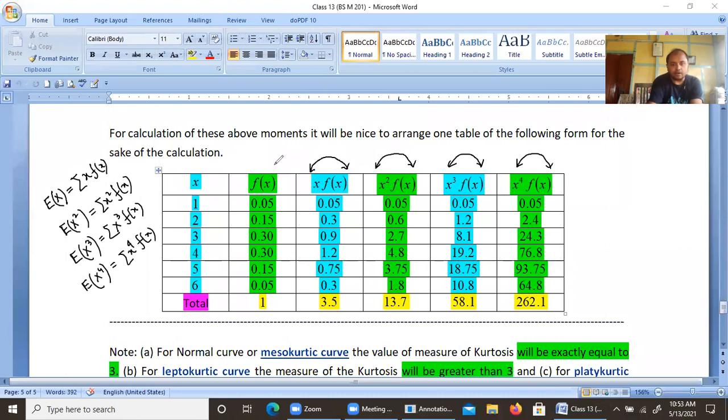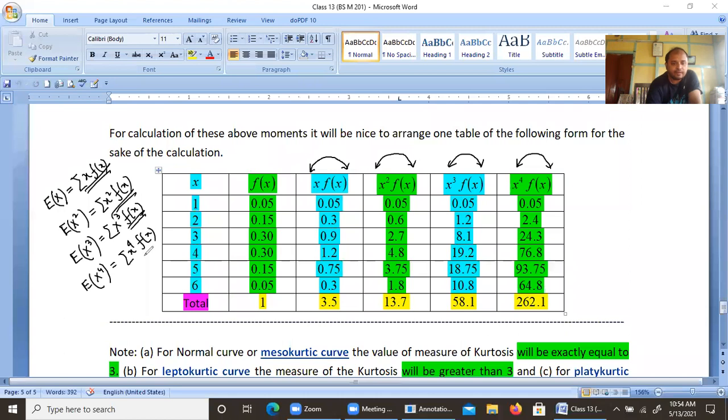Now you see that all these columns have been written and calculated. The values have been found. As you can see, the total probability in this case is 1. All the totals have been found. These totals are actually the summations I'm talking about.